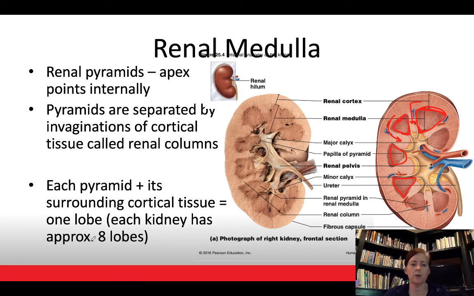So what we have, and this is where our lobes come in, is I'd said that each kidney has about 8 lobes, and that's generally what we see. And a lobe consists of a renal pyramid and the cortical tissue that surrounds it. So like this would be one lobe, this would be the next lobe beside it, so that would be the second one. Maybe here, renal pyramid with that cortical tissue would be our third lobe. And we would have a total of generally 8 within each kidney.